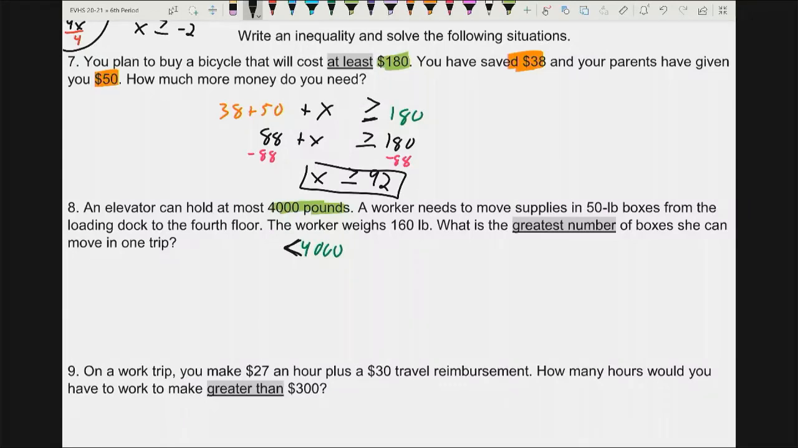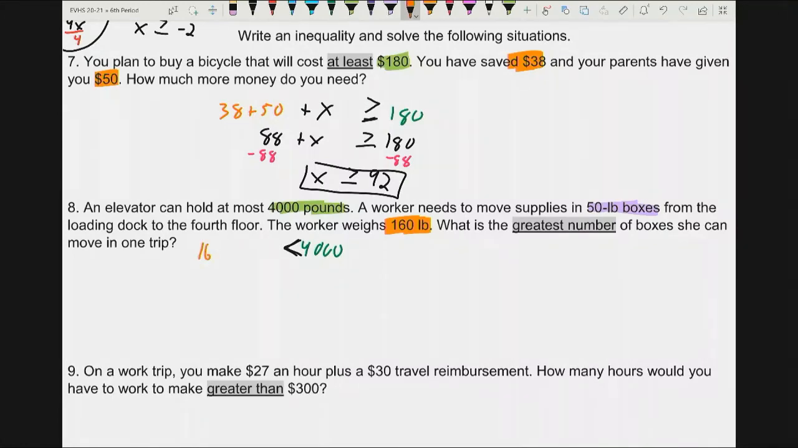Okay, a worker needs to move supplies in 50-pound boxes. Well, 50-pound boxes, rate, starting value, or total? Well, if each box is 50, then that's going to be a rate. The worker weighs 160 pounds. So it sounds like the worker is getting on the elevator with the boxes. So is that 160 pounds a rate, starting value, or total? That's a starting value. Now, that would be different if we said we had multiple workers getting on that each weighed 160 pounds. But it doesn't. We just have one worker, so that's our starting value.